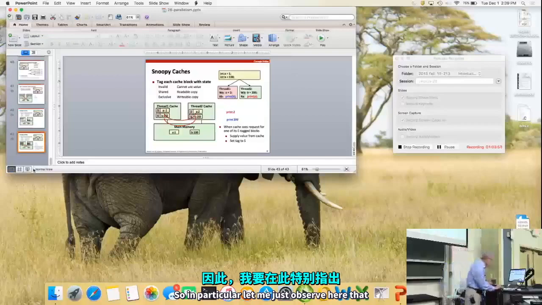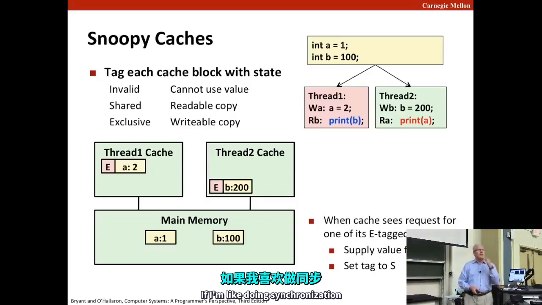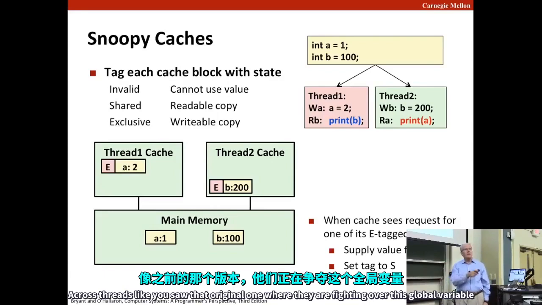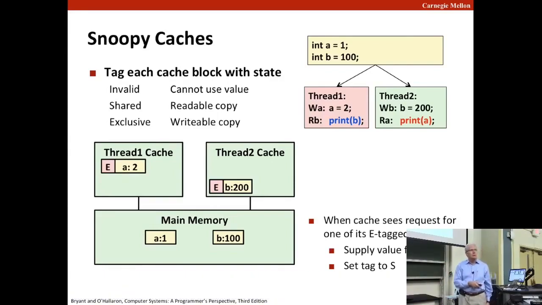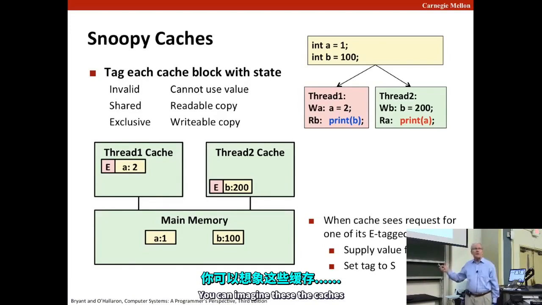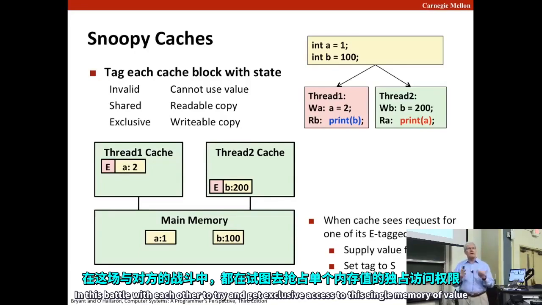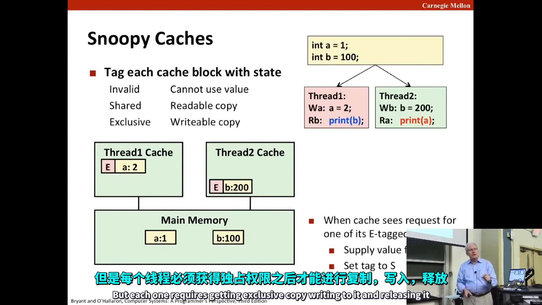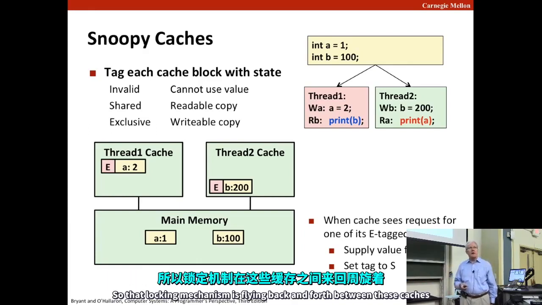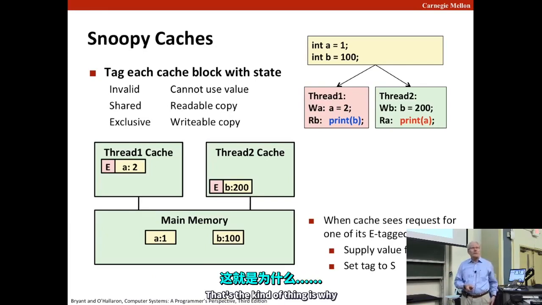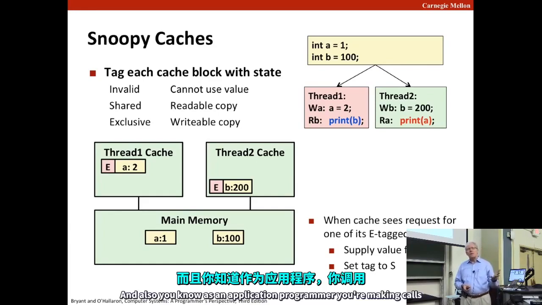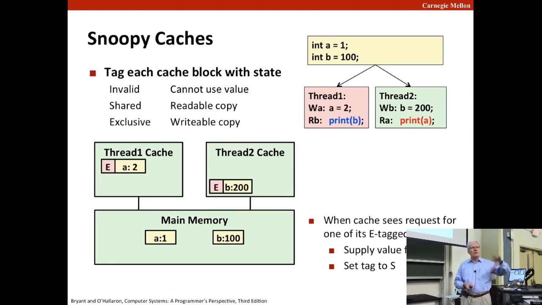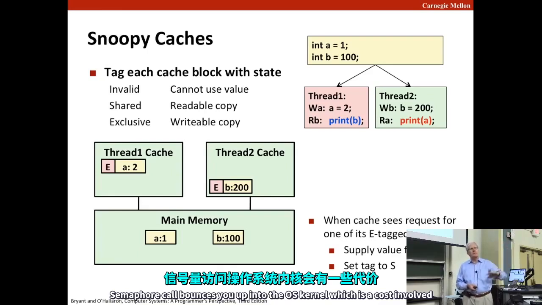In particular, let me observe that if I'm doing synchronization across threads, like you saw in that original example where they're fighting over this global variable psum, you can imagine the caches in a battle with each other to get exclusive access to this single memory value. Each one is running as fast as it possibly can, but each one requires getting an exclusive copy, writing to it, and releasing it. So that locking mechanism is flying back and forth between these caches, and it's really not very fast. Also, as an application programmer, a semaphore call bounces you up into the OS kernel, which is a cost involved.